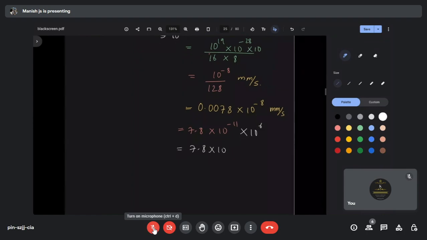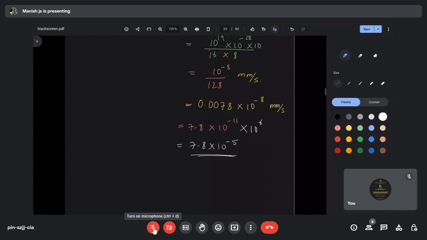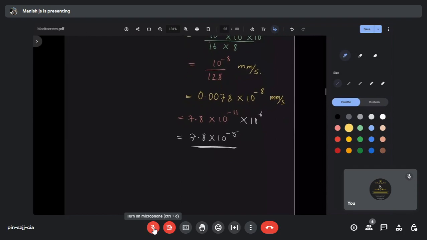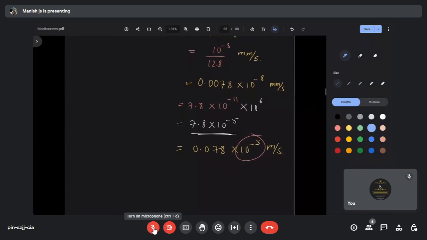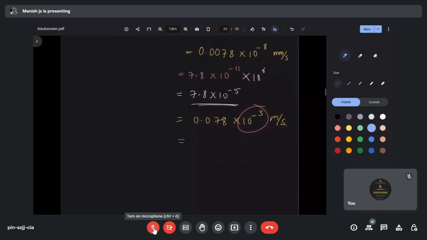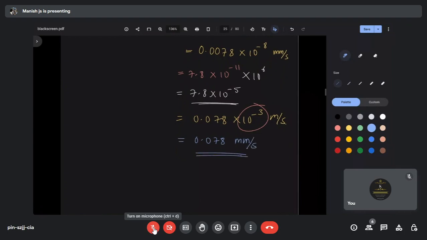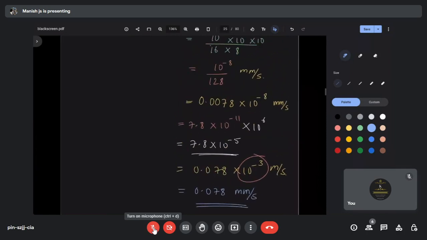Isn't it? So you shift the decimal places. So appropriately, you will get the value 0.078 into 10 power minus 3 meters per second. So in the minus 3, that is the milli. So 0.078 millimeters per second. That is how they have written it. Okay. So this is how you do the conversion.